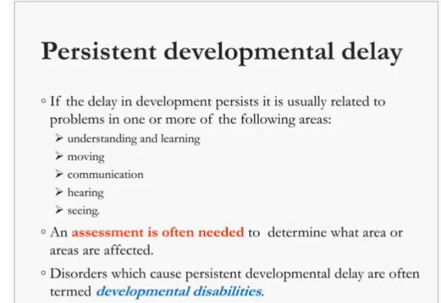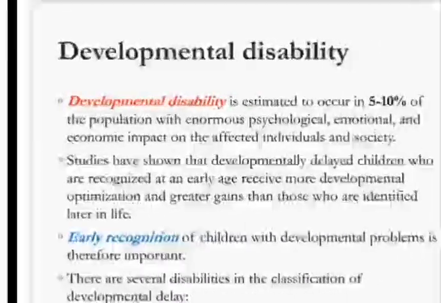Persistent developmental delay. If the delay persists, it is usually related to problems in one or more of the following areas, like understanding and learning, moving, communication, hearing and seeing. An assessment is often needed to determine what area or areas are affected. Disorders which cause the persistent developmental delay are often termed the developmental disabilities.